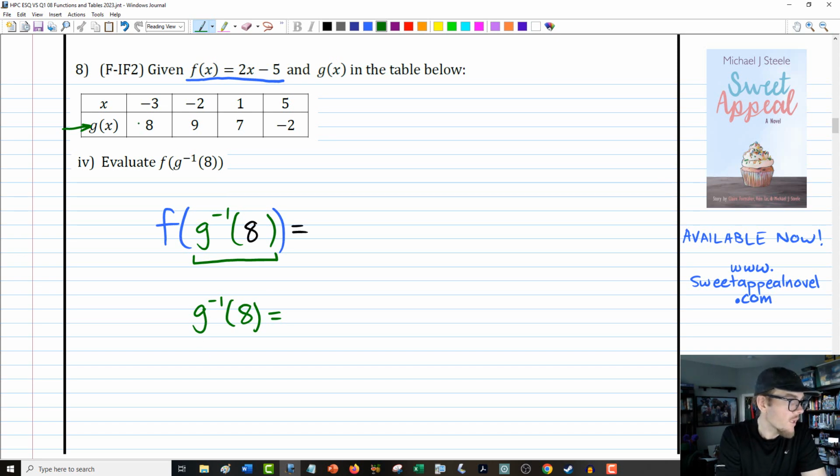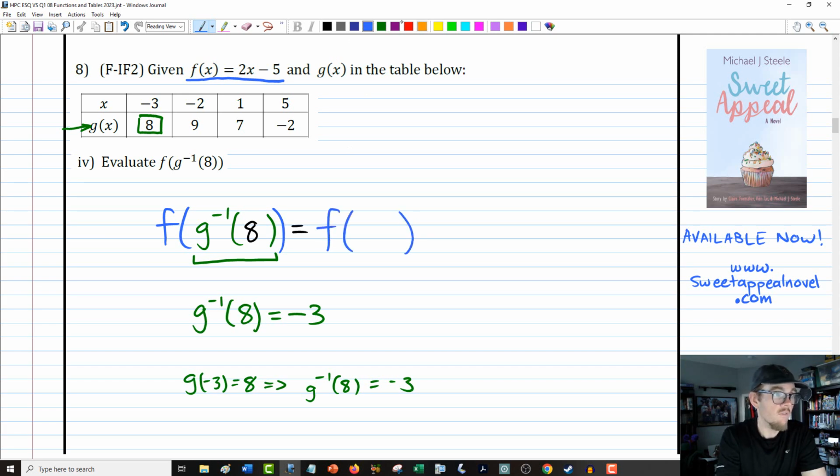So looking up at our table, we can quickly identify that g of negative 3 equals 8. Well, if g of negative 3 equals 8, then g inverse of 8 equals negative 3. Therefore, g inverse of 8 is negative 3. So we've got the inside value. Now instead of evaluating f of g inverse of 8, we can think of this as just evaluating f of negative 3. And now we just need to evaluate the function f at negative 3.